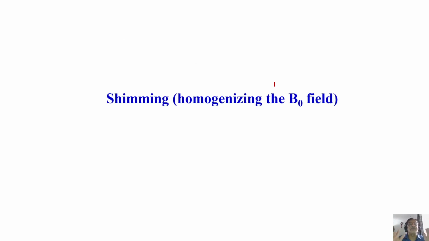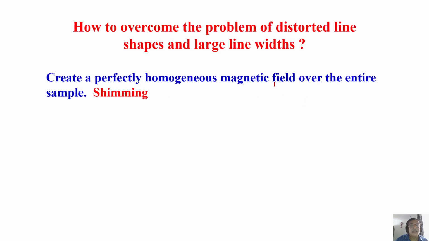This is done by what is called shimming. There will inherently be a lot of distortion, inhomogeneities in the magnetic field. And at the site of the nuclear spin, you need magnetic field homogeneity of 1 part in 10 to the power of 9 or 1 part in 10 to the power of 10. Very good homogeneity is required. So create a perfectly homogeneous magnetic field over the entire sample volume by what is called shimming.